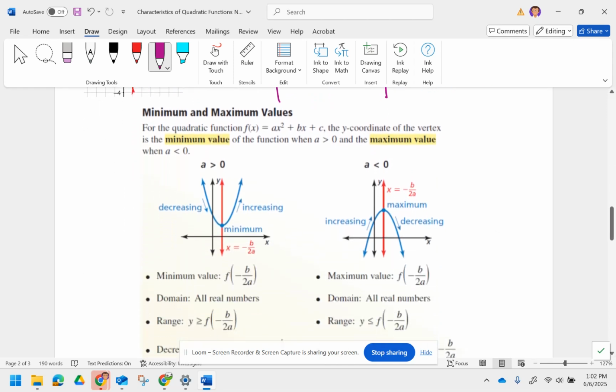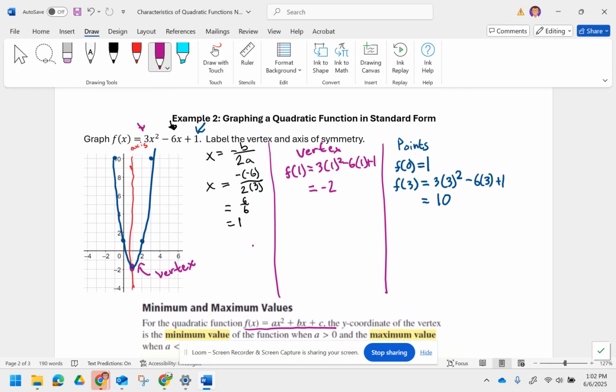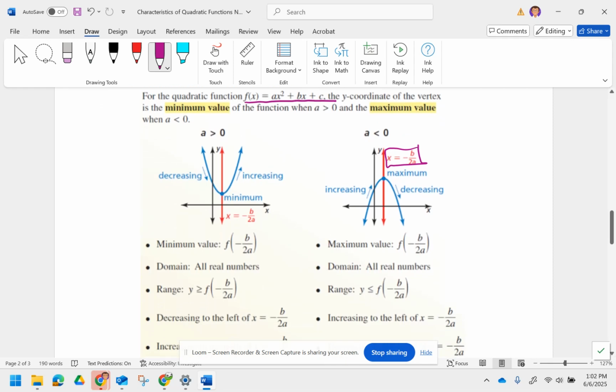All right, let's talk about maximum and minimum values. Once again, we're still in the standard equation. So the y-coordinate of the vertex can be a minimum or a maximum. And so that's what we noticed here. We knew this was opening upwards because A was a positive. So if it's opening upwards, the vertex is going to be a minimum. If it opens downwards, the vertex is going to be a maximum. And it is still happening at negative b over 2a.